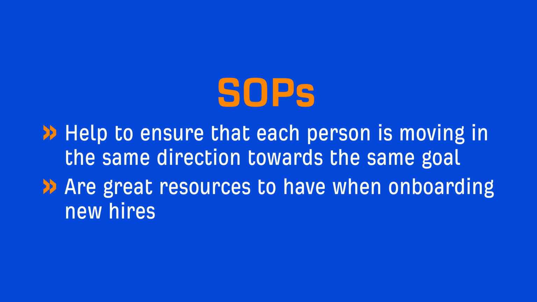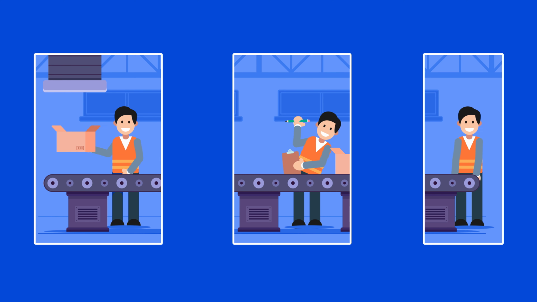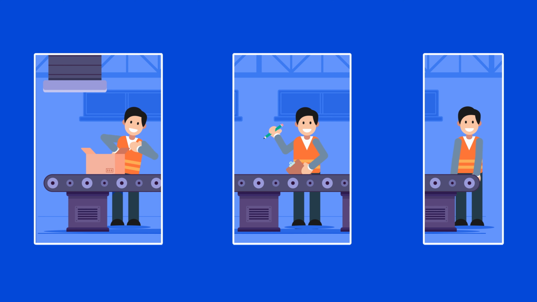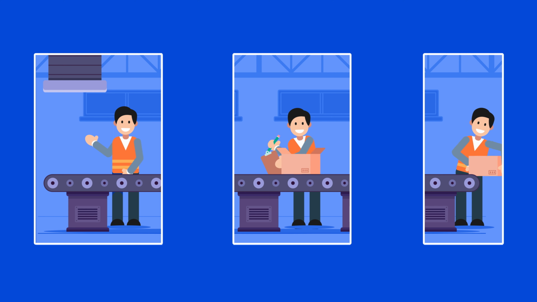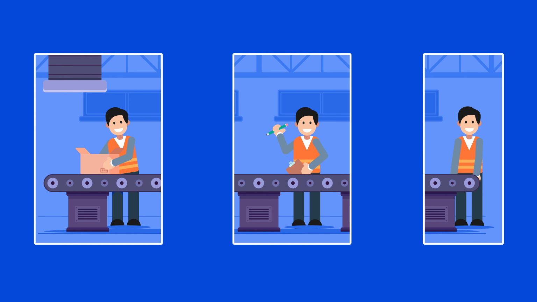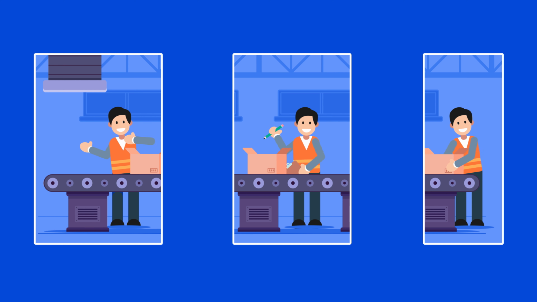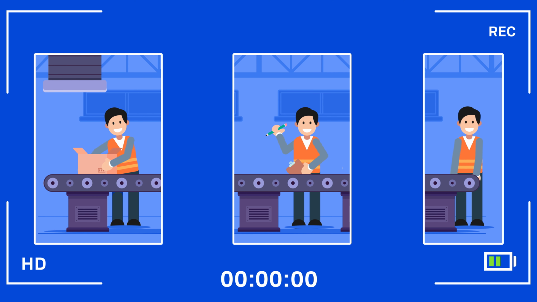And they're also great resources to have when onboarding new hires. Now, the best way to create SOPs is to actually go through the process yourself or have a team lead do it. And while you're doing the prospecting, vetting, and outreach, you should document the process as if you're teaching someone who's never done it before.